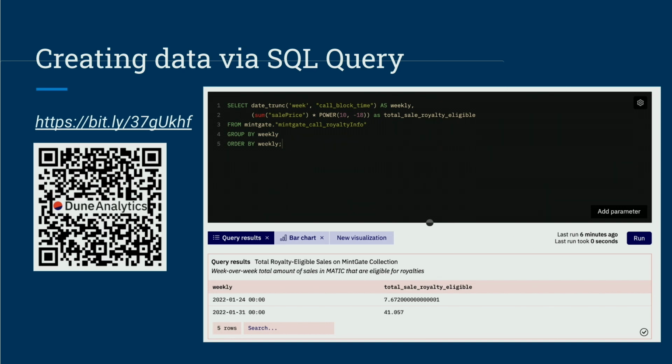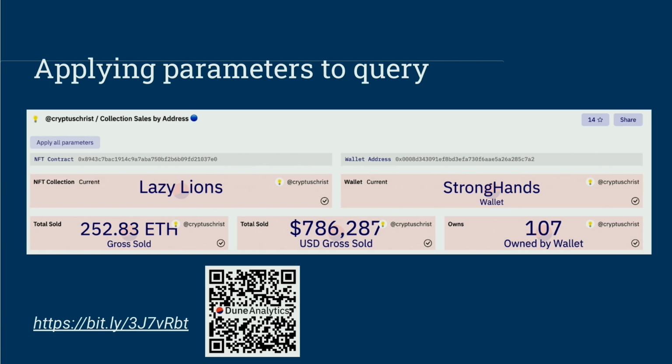What I'm doing here is I'm inputting a SQL query. So I have a select statement where I'm grouping the call block time by week. Then I am summing up all the sales prices and grouping all that weekly, which means I'm getting returned a SQL result telling me the number of royalty eligible sales that we had made in a week. You can also apply parameters to a query.